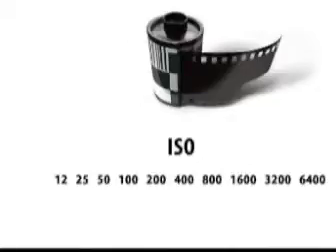Actually, it begins from 12, 25, 50, 100, 200, 400, 800, 1600, 3200 and even 6400. So, I believe in between, they also had 64 and also 125 ASA. The fact, however, remains that what the Germans did, the Americans did in their own way.